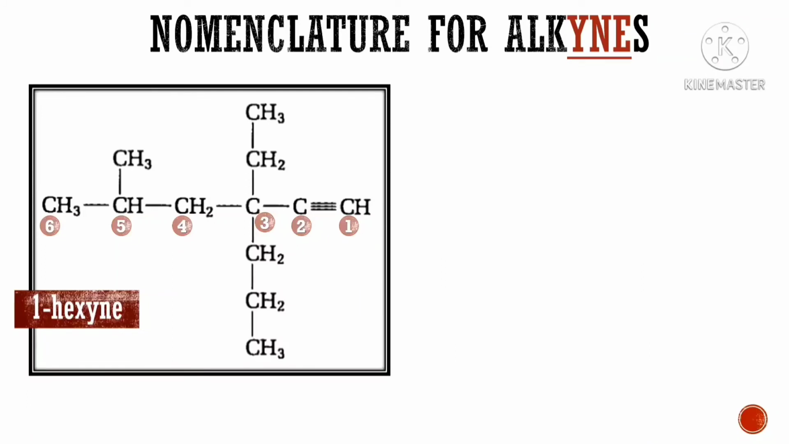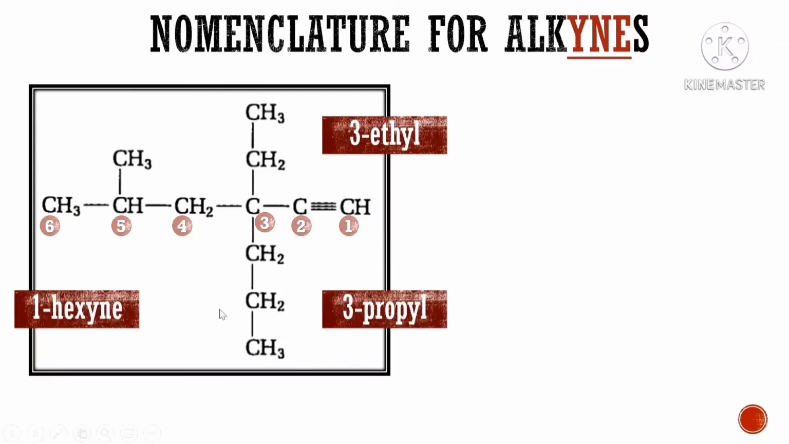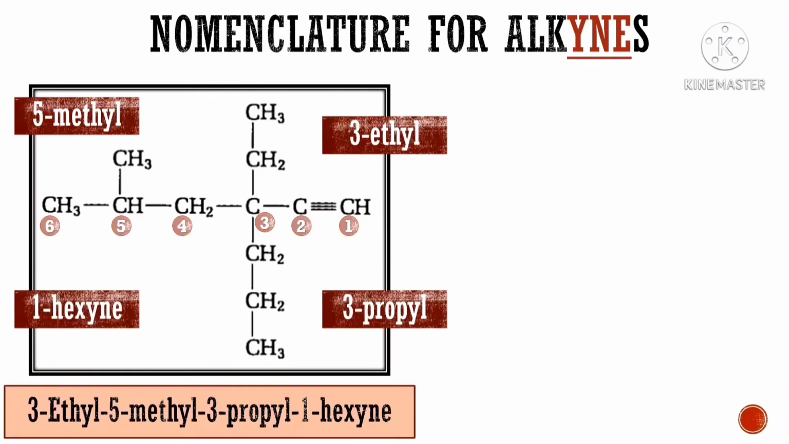Next, to identify the substituents, we have an ethyl group attached at carbon number 3, a propyl group also attached at carbon number 3, and a methyl group attached at carbon number 5. The name would be 3-ethyl-5-methyl-3-propyl-1-hexyne.